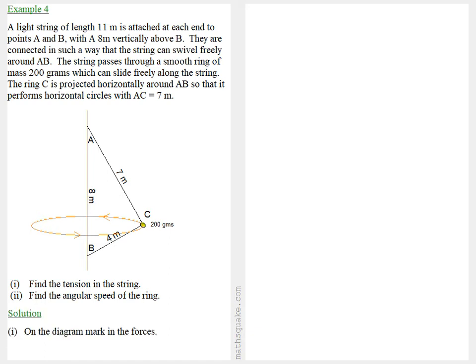Now to solve this, on the diagram, we first mark in the forces. Now the weight of the ring acts vertically downwards, and that is 0.2 g, where g is 9.8. Also, since the ring is smooth, the tension is constant along the string. So we can mark in the tension acting on the ring as T.